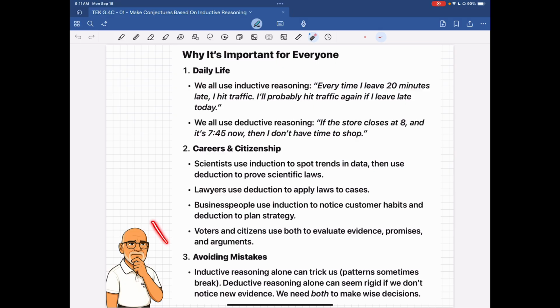We also use inductive and deductive reasoning to avoid mistakes. Inductive reasoning, sometimes it can trick us just by looking at patterns, because sometimes patterns don't continue through. Sometimes the pattern breaks. Deductive reasoning alone can seem real rigid if we don't notice the new evidence that's around us. So we need both inductive and deductive to make wise decisions for ourselves, for our loved ones, and for our world.